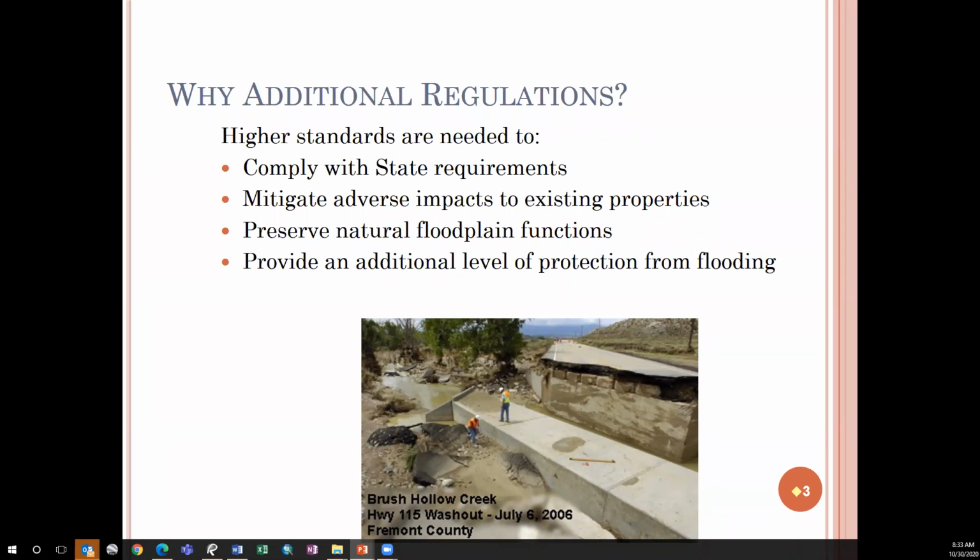But that's the first bullet. You have to have higher standards than the bare minimum FEMA standards just to comply with state requirements. It can also mitigate adverse impacts to existing properties, preserve the function of the floodplains, and provide an additional level of protection from flooding.